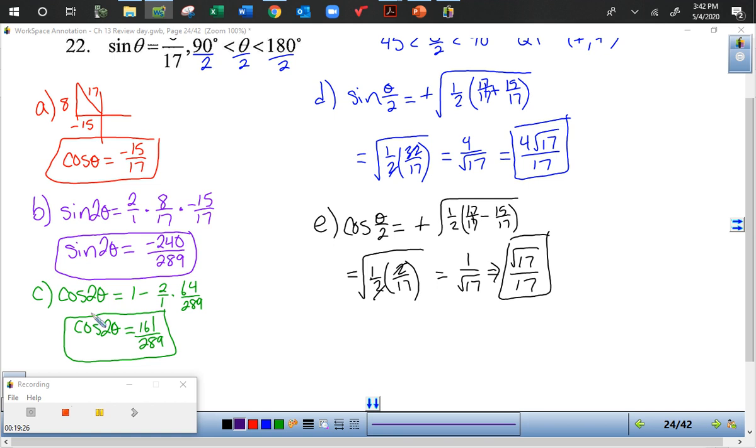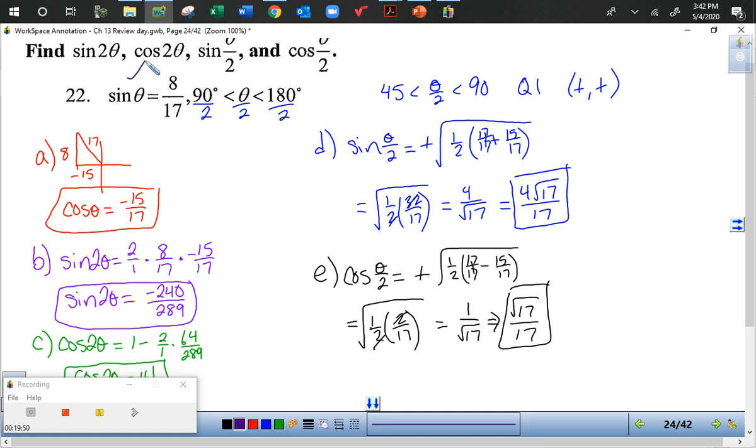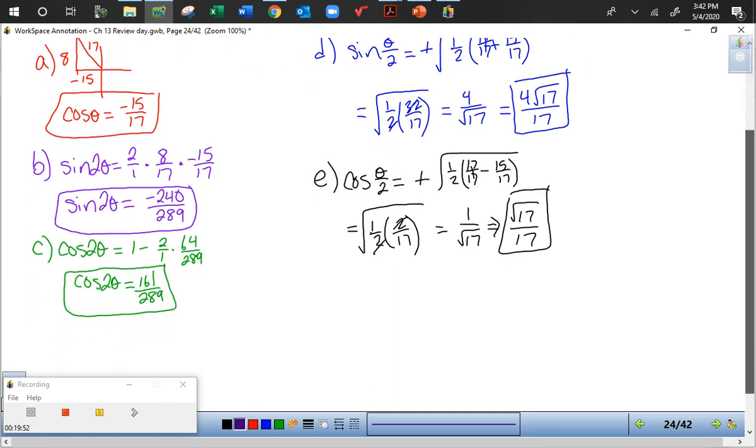Over here, because remember there are 3 different formulas for cosine, what you want to do is pick the one that has what you're given. We were given sine, so I want to use the formula that has sine in it, and that's 1 minus 2 sine squared. I don't want to use anything that has cosine in it, just in case I messed up part A. I don't want to mess up part C as well because of that.